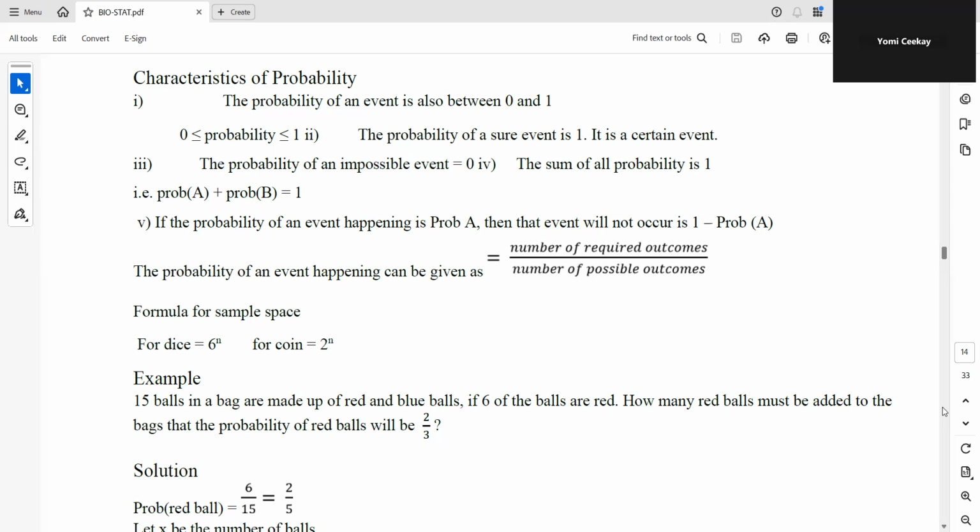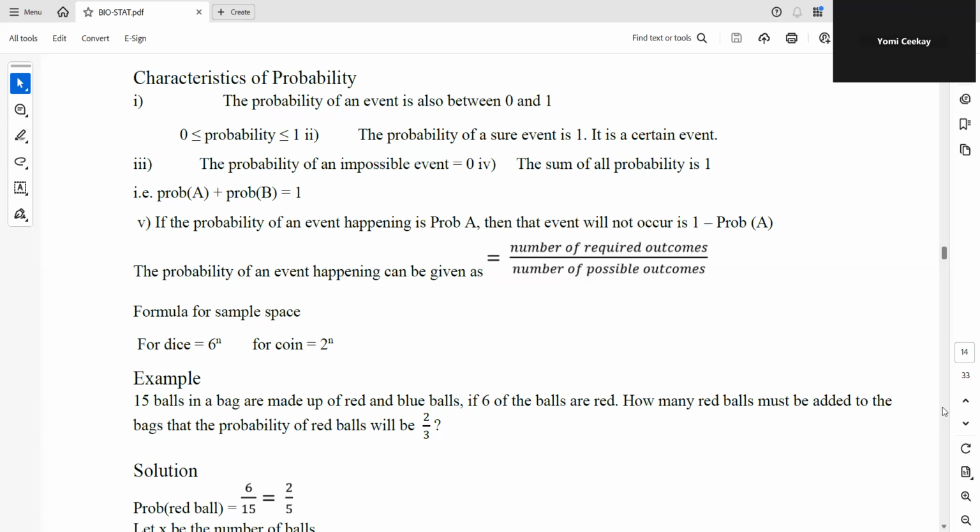Then the third is the probability of an impossible event. The probability of an impossible event is equal to 0. It is an event that I know is not possible. For example, let me ask, what is the probability of finding a 10-year-old in the university? Is it possible? You pass through primary school, secondary school, then university. You are getting a 10-year-old? No, it's not possible. The least you can get is 14, 15, not a 10-year-old. So that is 0.